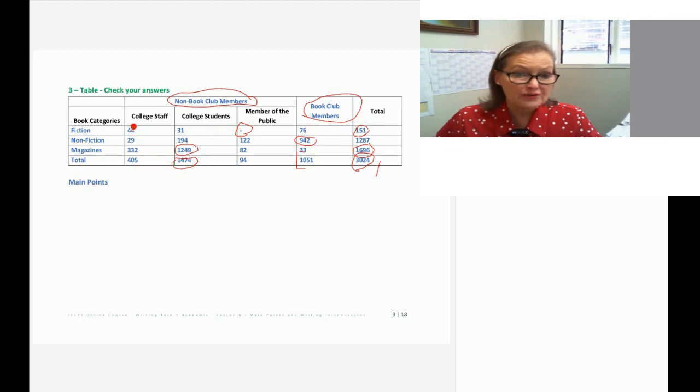That for magazines, both college students as well as college staff, magazines were the most popular purchase. While for members of the public, magazines were the least popular purchase. And we could include that. We could say members of the public as well as book club members, magazines were the least popular purchase.